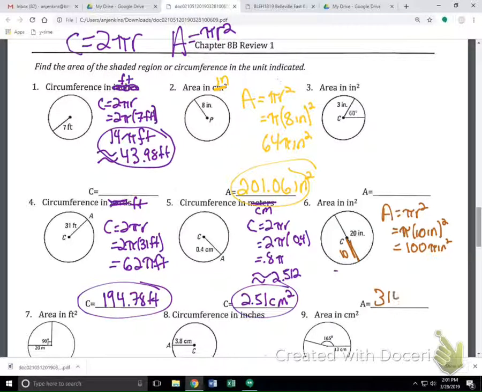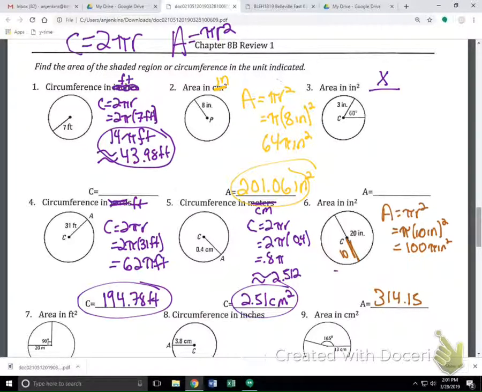Not 14. What? Number 6. Area of a sector. We have our fraction, what you're looking for, you're going to put as an x. That goes on the top. On the bottom goes the area of the entire circle.